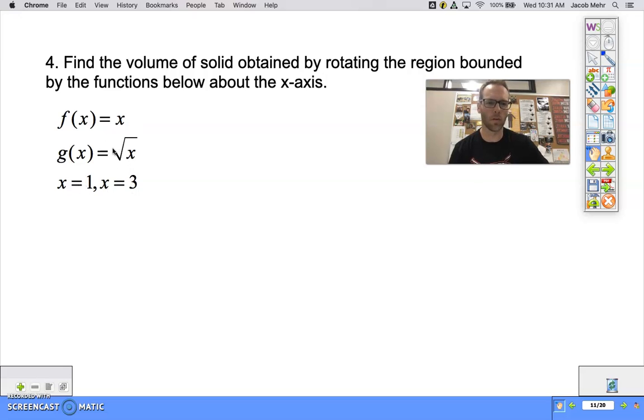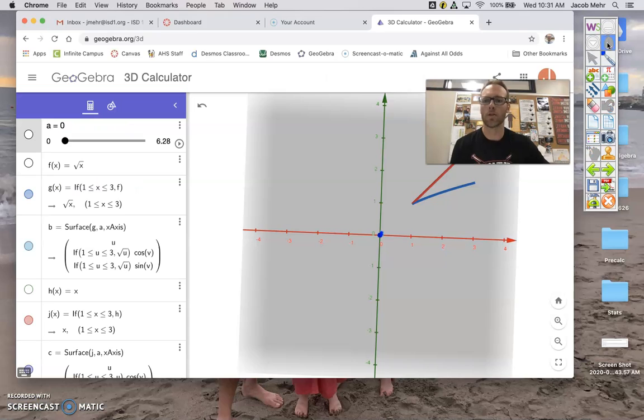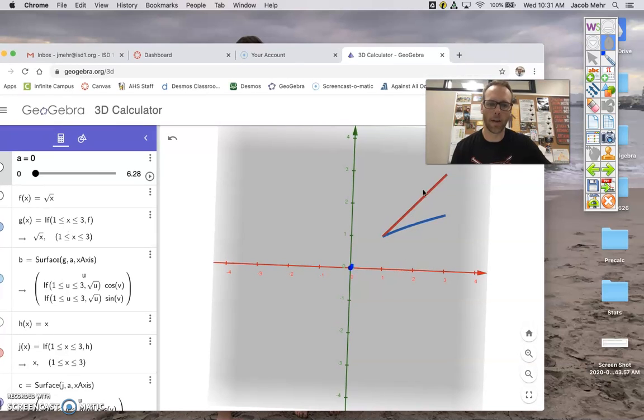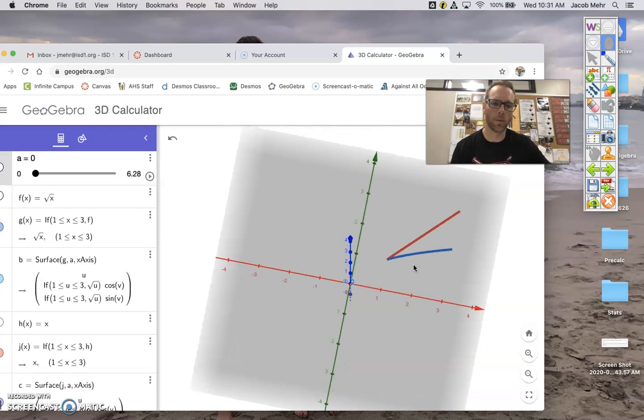So we've already done this square root of x bit before, but now we've got this other function x, and we need to be bounded between those two functions and rotating around the x-axis from x equals 1 to 3. So I have that graph for you guys here. In the red is the graph of just f of x equals x on 1 to 3. And in the blue, we have the square root of x from 1 to 3.